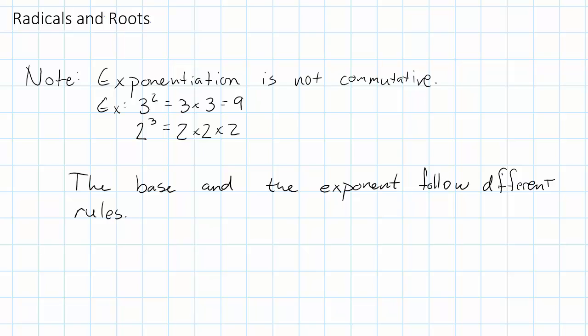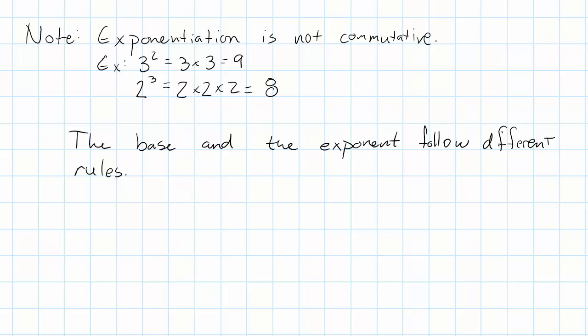As a simple example of how exponentiation is not commutative, notice that 3 squared, that's 3 times 3, is 9. On the other hand, 2 to the third, that's 2 times 2 times 2, is 8. And 8 and 9 are different. In fact, it turns out that the base and the exponent follow very different rules. Right now we're going to talk about a way to find out the base when you know the exponent.